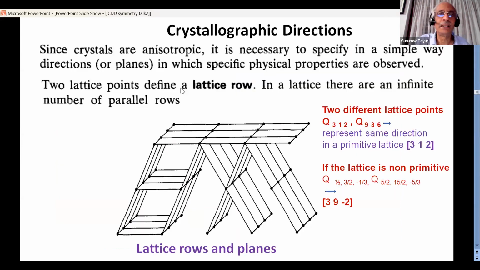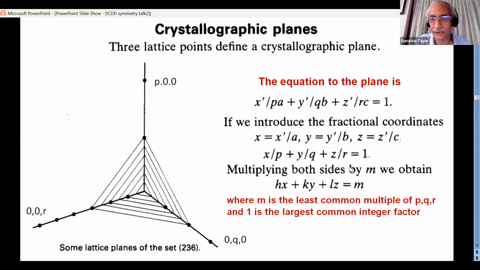Okay. So then we define crystallographic directions, crystallographic planes, and so on. I don't think I have enough time to go through the details. But essentially, we can have P00 along the A direction, 0Q0 along the B direction, and 00R along the C direction. If we now take this plane, it is the intersection of PQR. PQR is the plane, and we can express this plane in terms of what are known as the Miller indices, which are represented as H, K, and L.